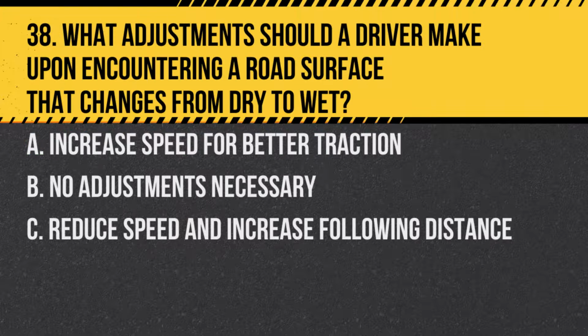Question 38. What adjustments should a driver make upon encountering a road surface that changes from dry to wet? A. Increase speed for better traction. B. No adjustments necessary. C. Reduce speed and increase following distance. Answer: C. Reduce speed and increase following distance. When road conditions change from dry to wet, it's important to reduce speed and increase the following distance to account for reduced traction and increased stopping distance.